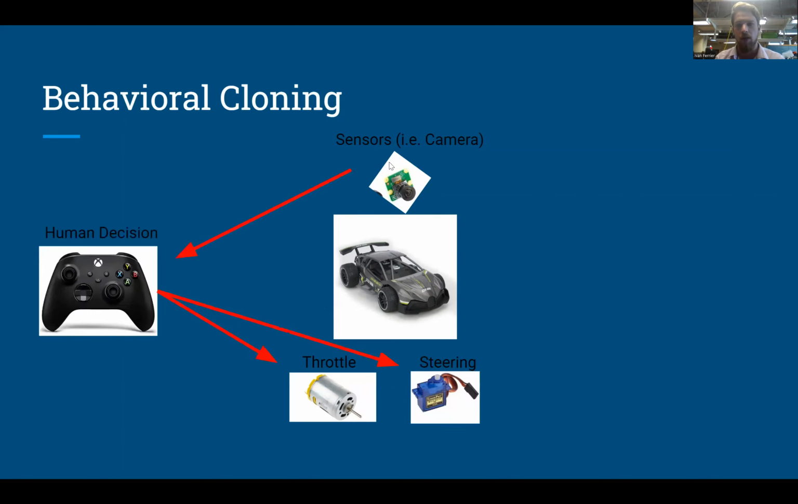So what we're going to do is take the sensors and give them to the human. The human is then going to decide what we want to do in this scenario. And then we're going to take the human's decision and apply it to the car, of course.